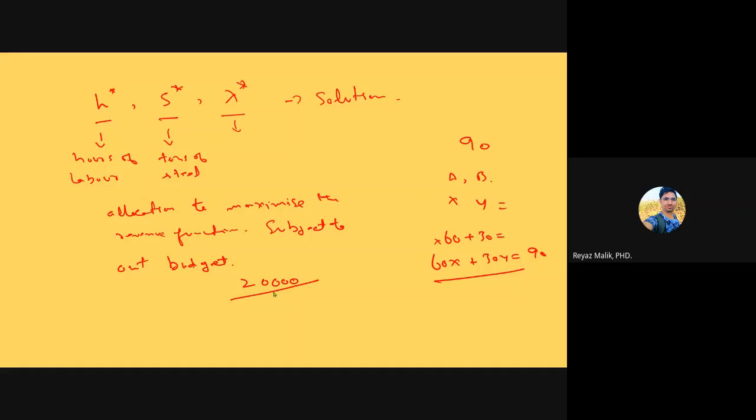Then what will be the interpretation of lambda? Lambda star in this case will be interpreted as it will tell us how much more money we can take by changing our budget. This is the role of lambda here, and that's all.